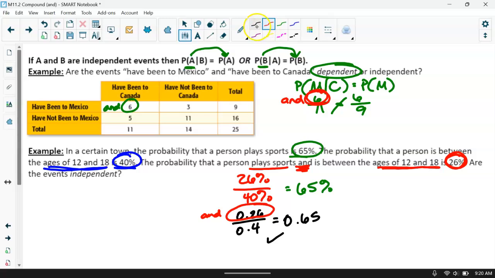So let's say, well, Miss Reiner, it's got to work both ways, right? So again, our and, the 26%, 0.26, let's say now the other probability of playing sports, 0.65. We're saying that that should be the same as just finding the probability that someone is the ages of 12 and 18. So again, are they equal to each other? Yes. So as long as you make sure, right, that that combination of the two events together, your and, is in the numerator, just like when we had our table.